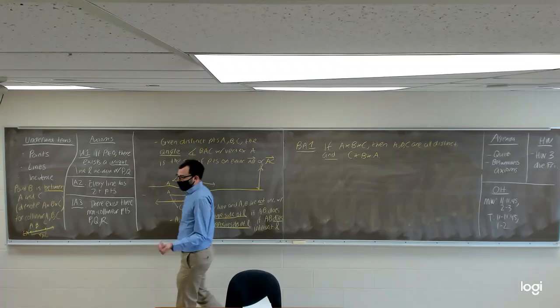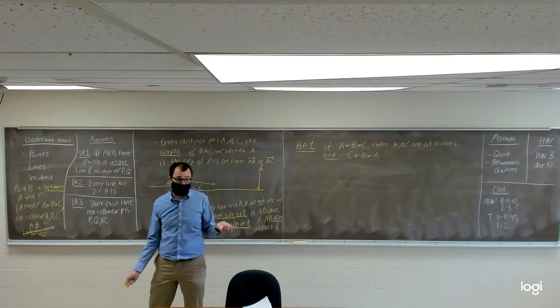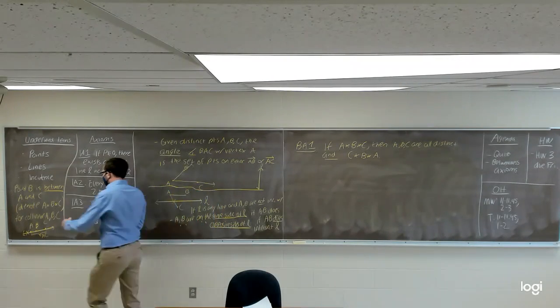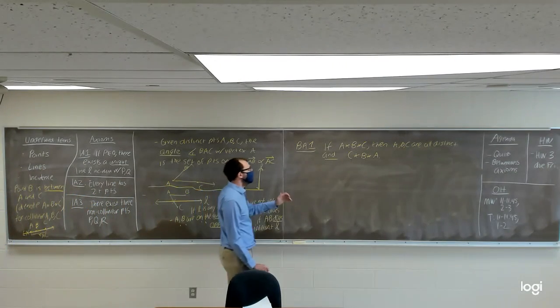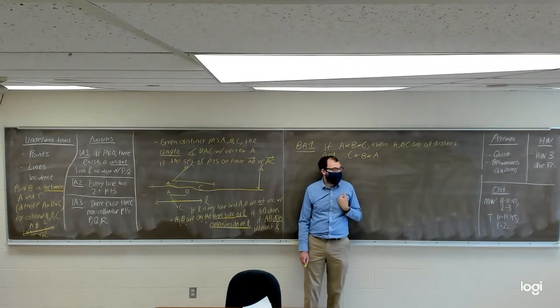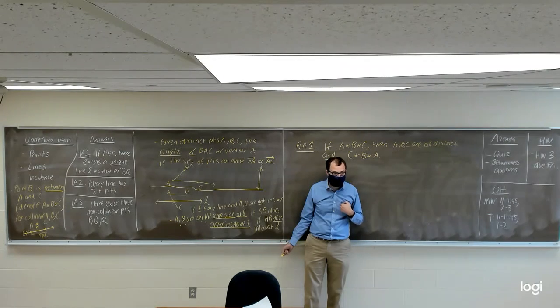So in other words, betweenness is a symmetric sort of idea, that if you have that point B is between A and C, whatever that means, you should be able to flip it around and say B is also between C and A. So you can't have one point be between the other two in one way but not another way. It has to work both ways or not at all. And also, if B is between A and C, then they all have to be distinct, meaning you can't have a point B between itself and something else.